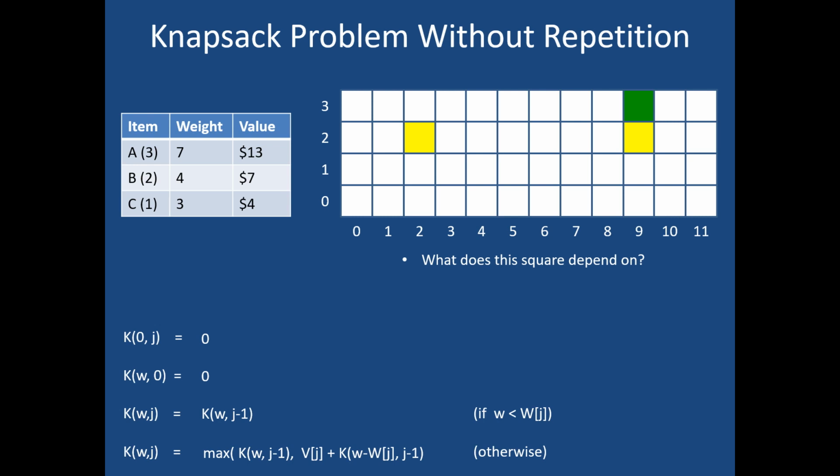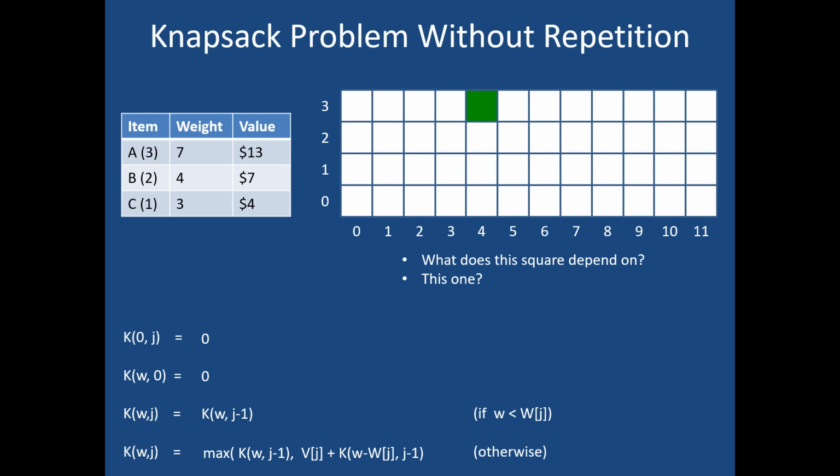Okay, so if you were filling this in, like we did the edit table, when you hit that green box, what you're doing is you're looking at the one number directly below, you're looking at the number over here and adding 13 to it, and then writing the larger of those up in the green box. Okay, what about here? What does that green box depend on? The one directly below it.